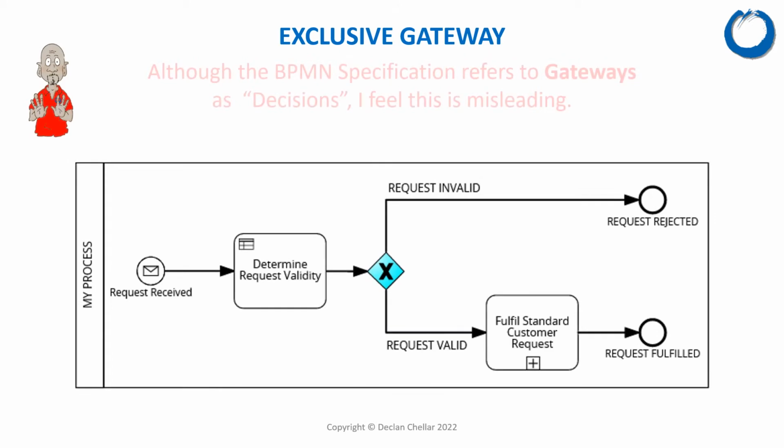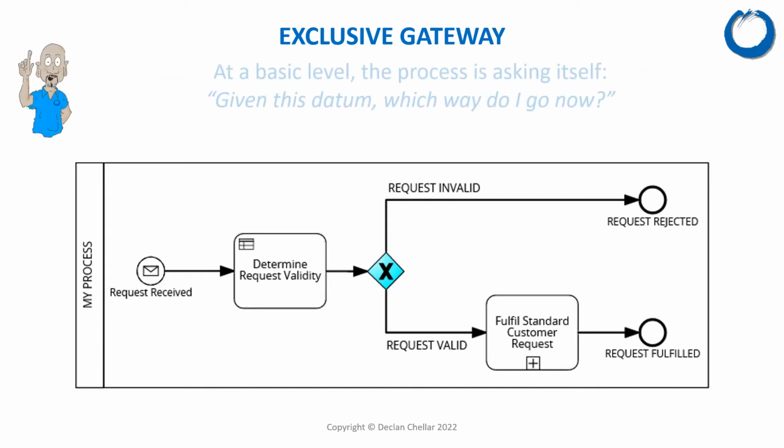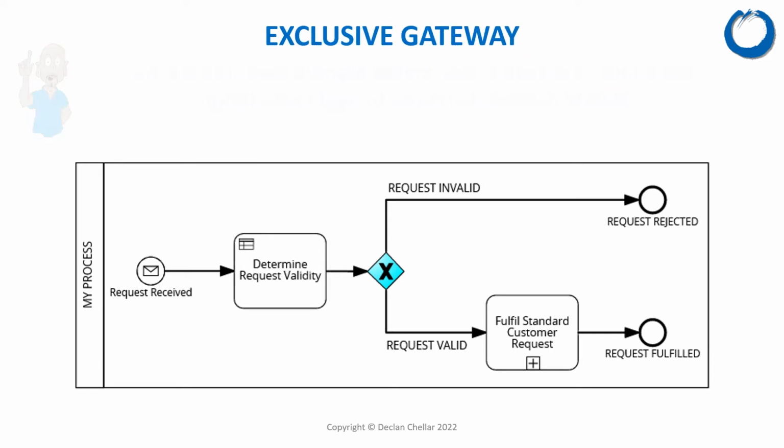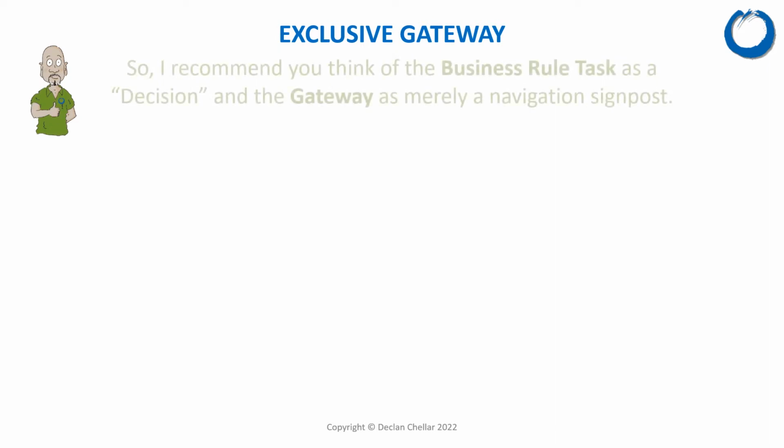Although the BPMN specification refers to gateways as decisions, I feel this is misleading. At a basic level, the process is asking itself, given this datum, which way do I go now? But it's only ever a single datum, and it does not require the sophisticated logic of an actual decision model. So I recommend you think of the business rule task as a decision, and the gateway as merely a navigation signpost.